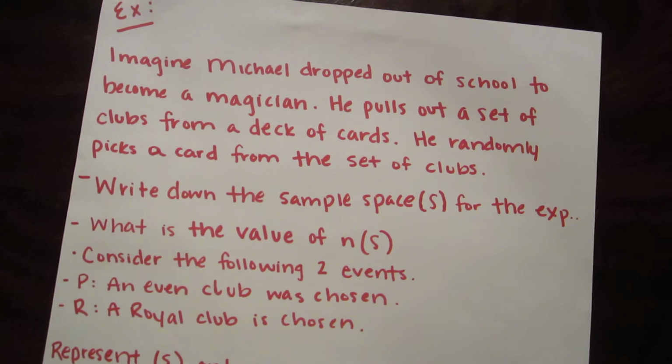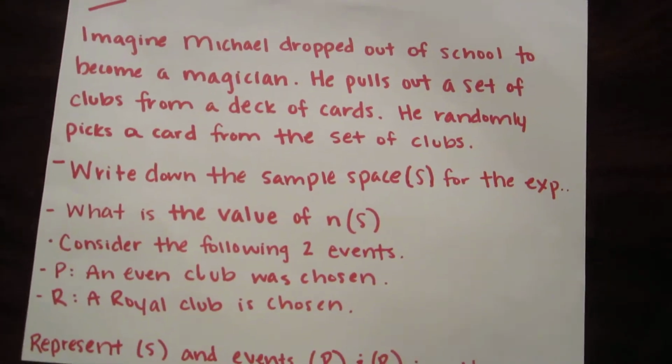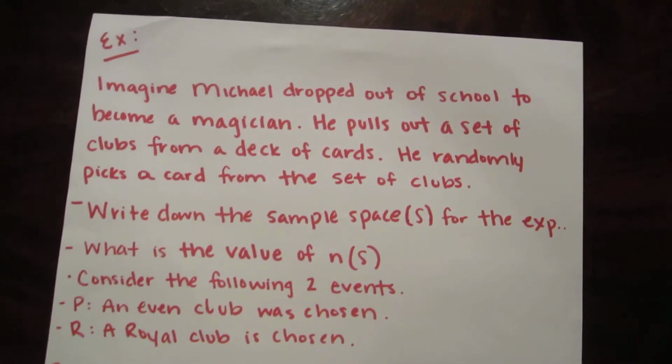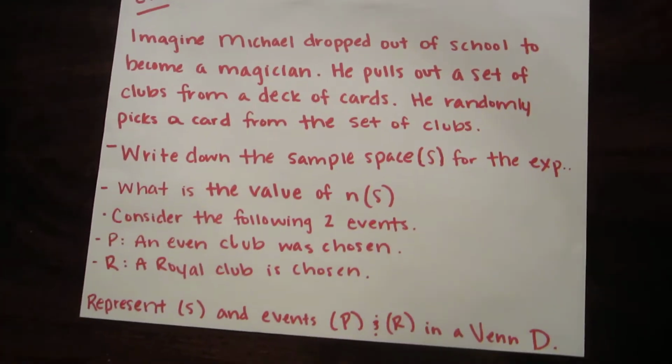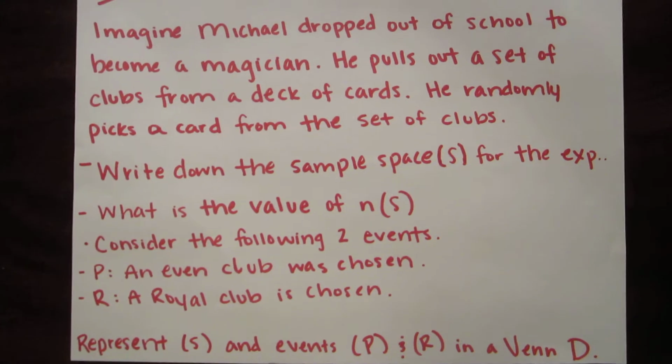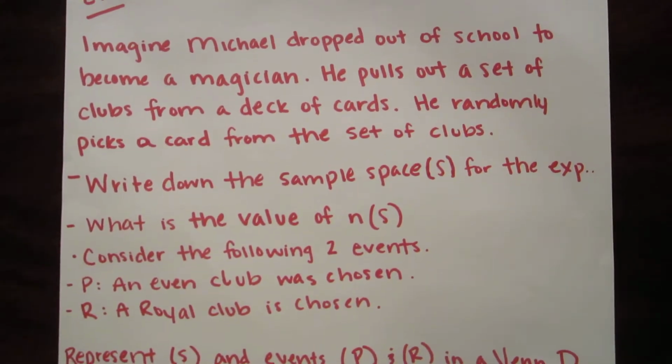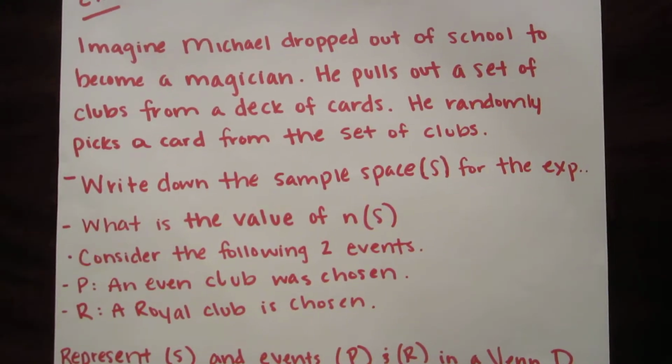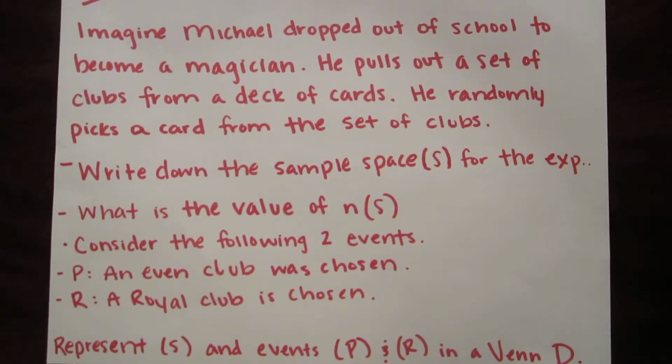Let's go with an example. Imagine Michael dropped out of school to be a magician. He pulls out a set of clubs from a deck of cards. He randomly picks a card from the set of clubs. Write down the sample space for the experiment. What is the value of n(S), meaning the total of the sample space?